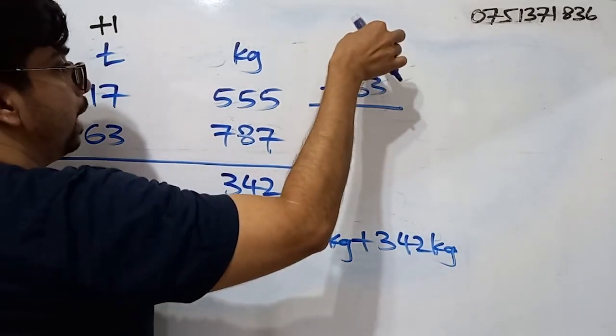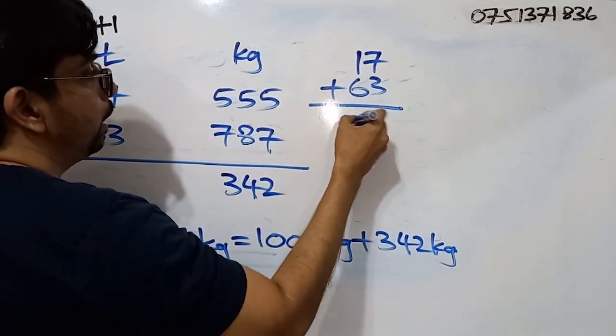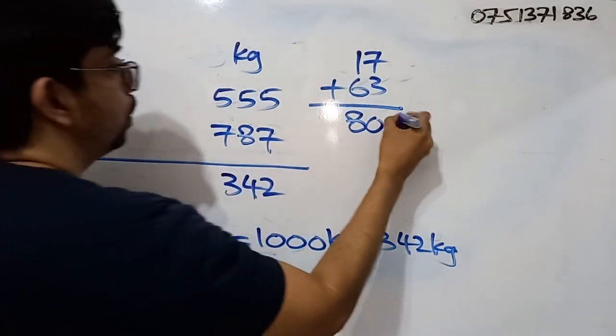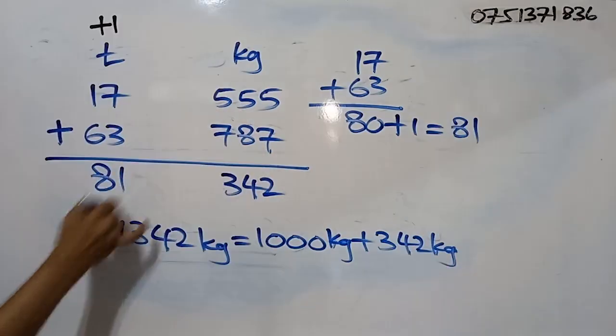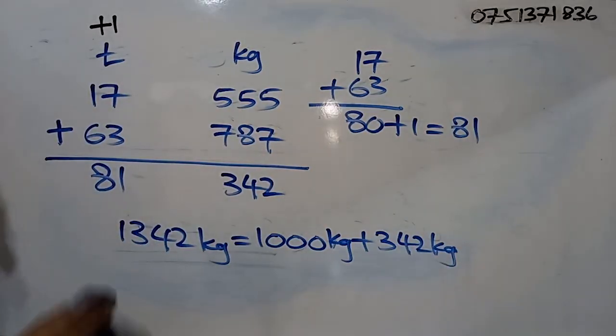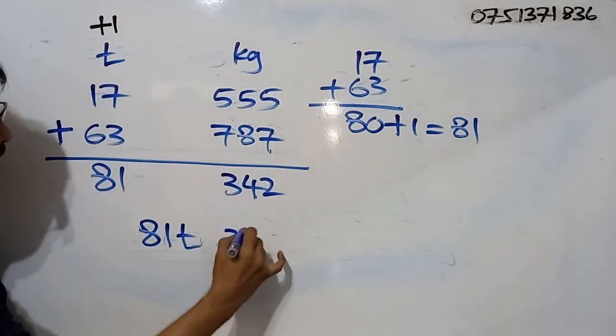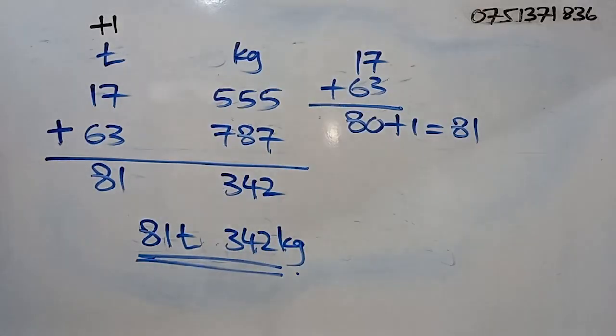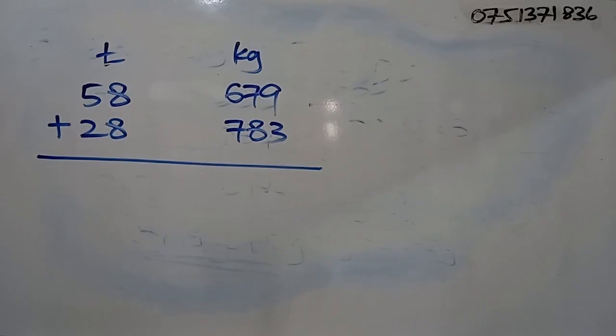Right, so when we add 17 to 63, what do we get? 80. But we have to add this one also. So it becomes what? 81 tons. Finally, what is the answer? 81 tons and 342 kilograms. Right, so we will move to the next question.